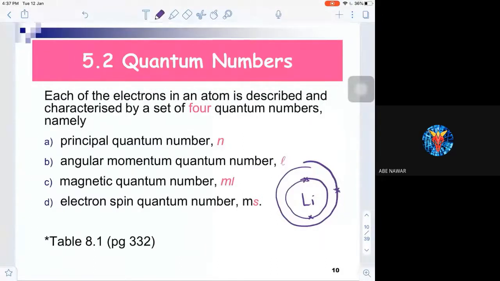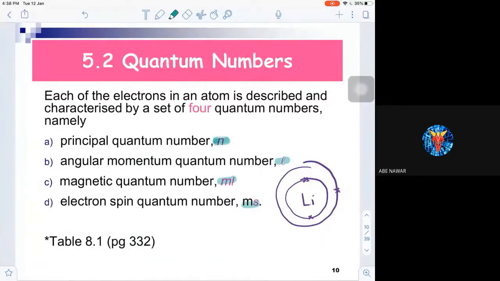Each electron in the lithium atom, and also in other atoms, not just lithium, is described and characterized by a set of quantum numbers that consists of 4. The first one is the principal quantum number, N. Second is the angular momentum quantum number, L. Third is the magnetic quantum number, ML, and the fourth is the electron spin quantum number, MS.